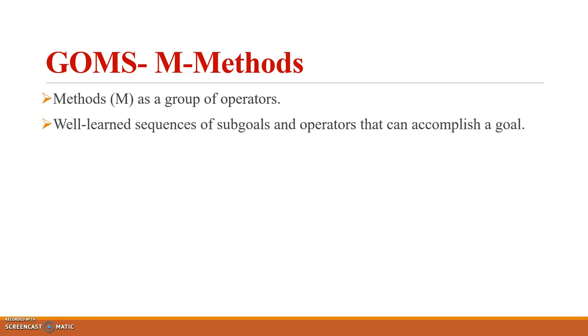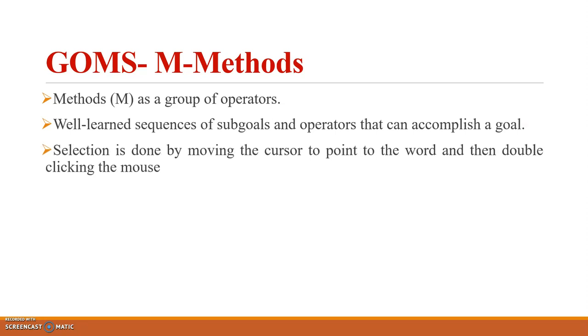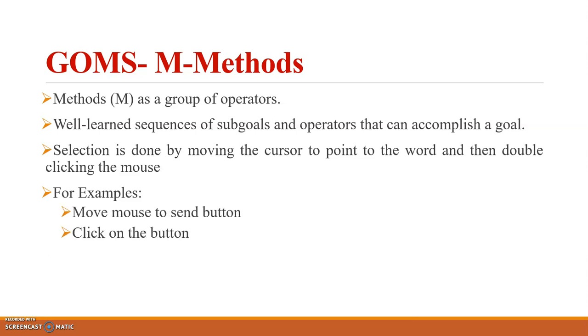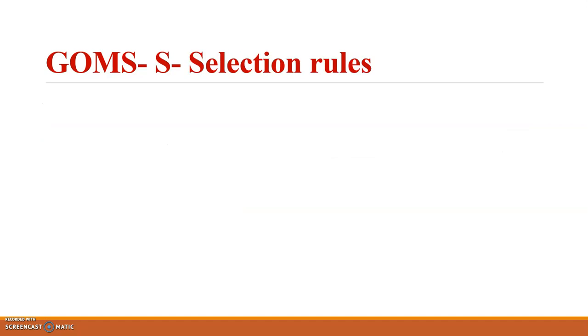The next one is M, nothing but methods. A method is a group of operators. So different operators are combined in a method to achieve a goal or a subgoal. It is a well-learned sequence of subgoals and operators that can accomplish a goal. Selection is done by moving a cursor to point to the word and then double-clicking the mouse. For example, move the mouse to a send button, click on the button.